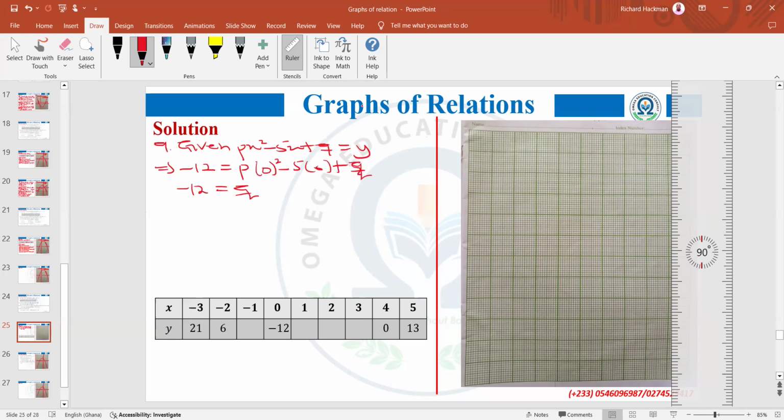Now I'm going to pick the other one. I'm going to use this and this. Y is 0, so I'll get 0 equal to p into my x, which is 4, so 4. Then minus 5, my x is 4, so into 4. Then plus q, is equal to 0. That's what you have there. So now you are going to get 0 is equal to 4p, minus 20, plus q. Is my point well made?